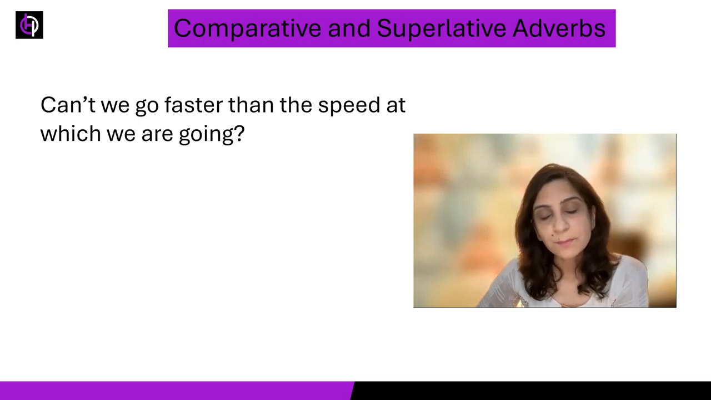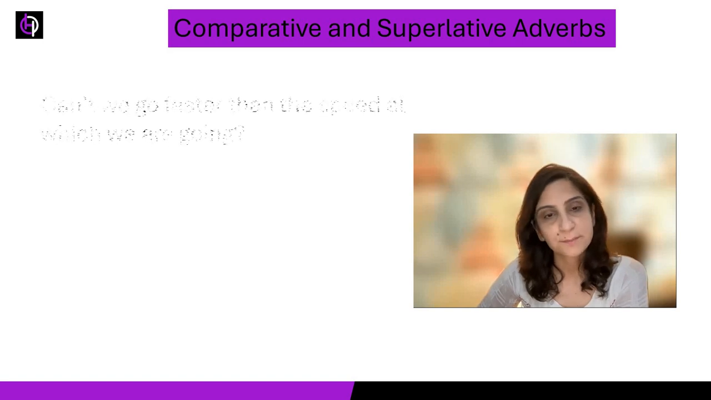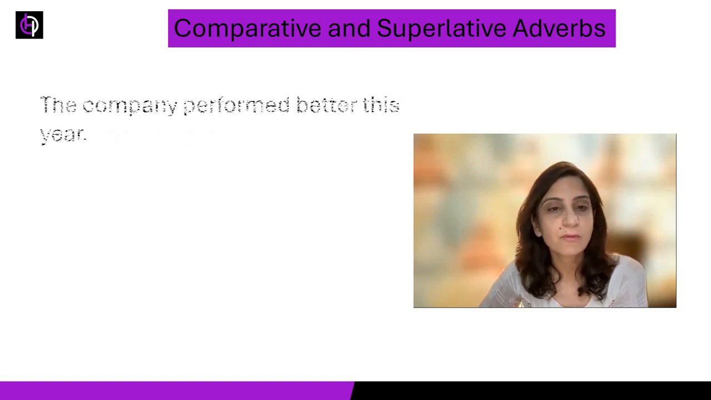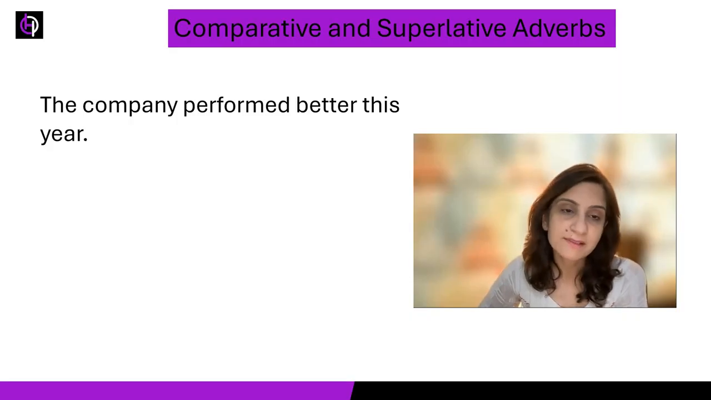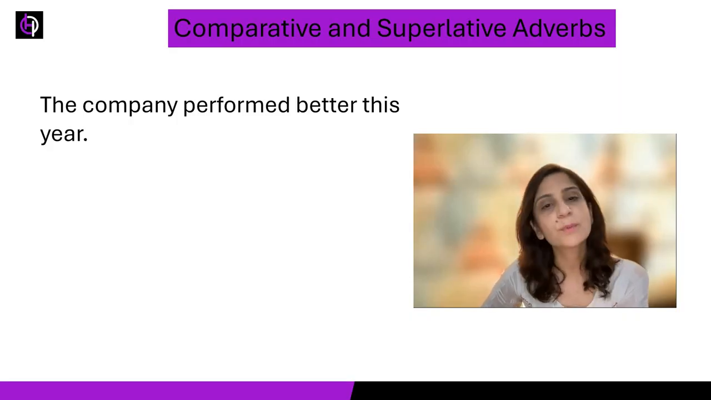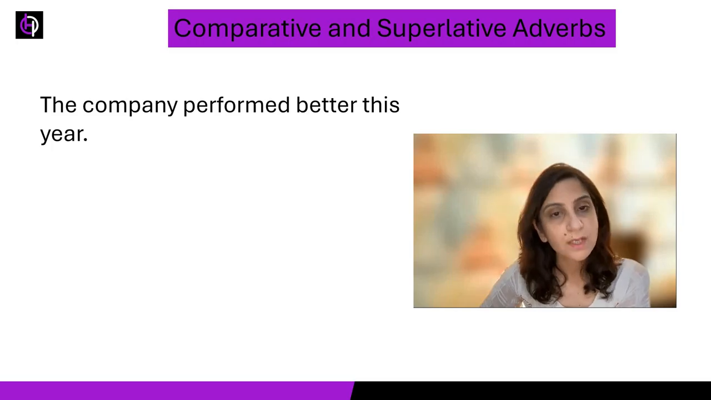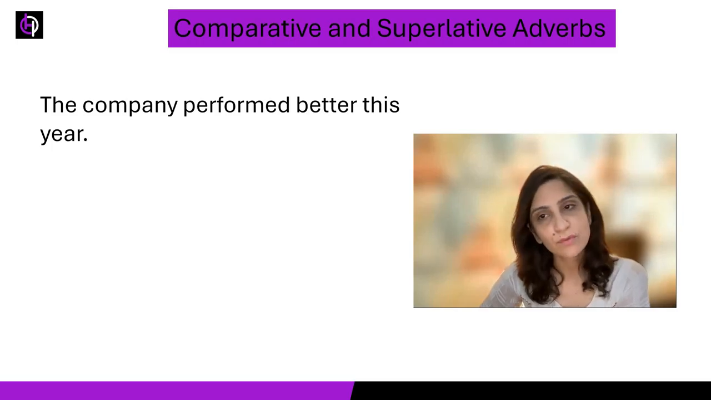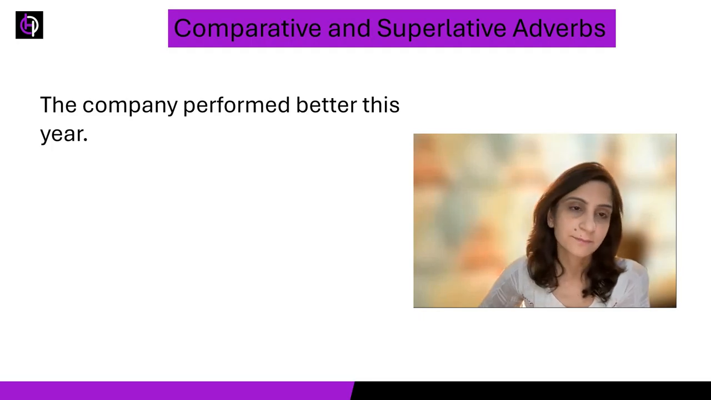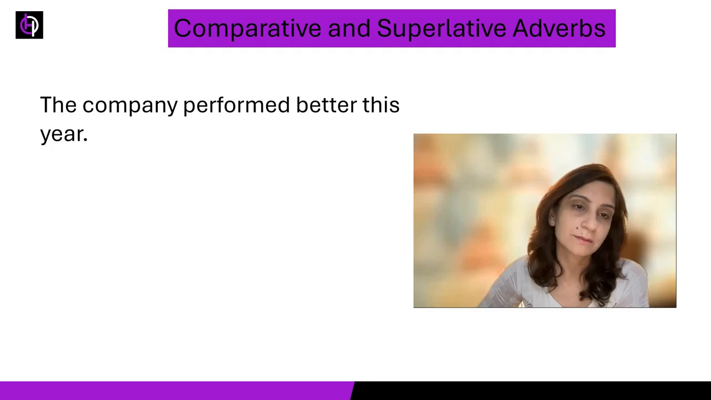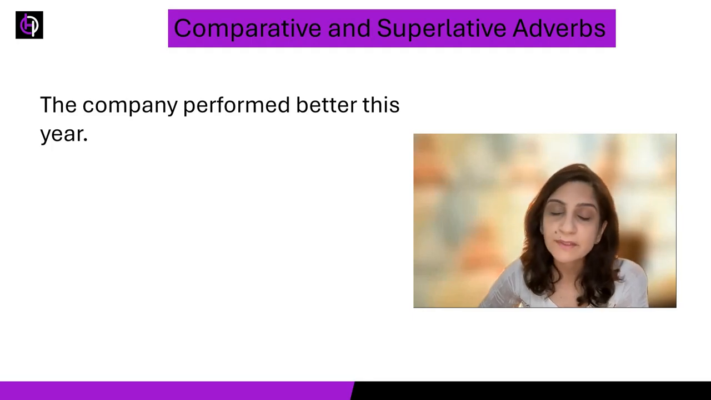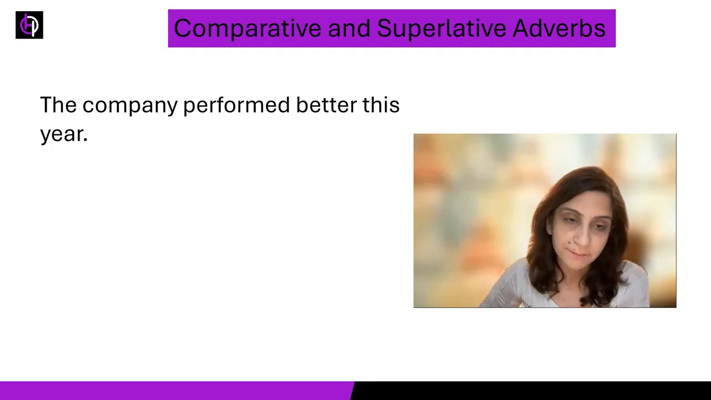The company performed better this year. This is another example. When I say the company performed better this year, it means I'm comparing this year with some other year. It could be the previous year. So I'm not using than over here. I could have used the company performed better this year than last year. If I'm not repeating, it is understood that I'm drawing a comparison. And my adverb in this sentence is better.